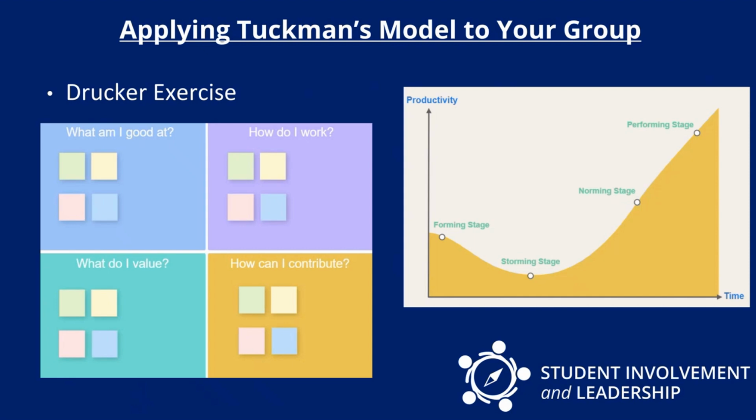So overall, I hope that this was helpful in understanding interpersonal relationships within your student group, and that you might be able to use this idea of Tuckman's model to help out with your group this year.